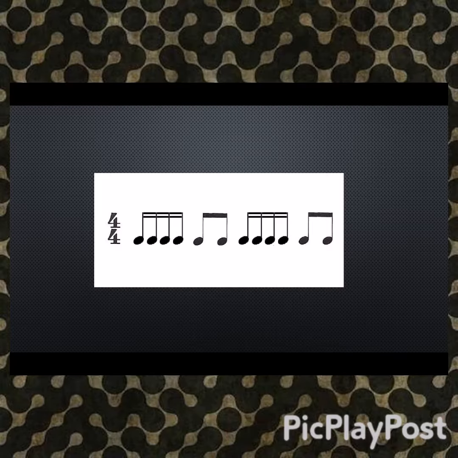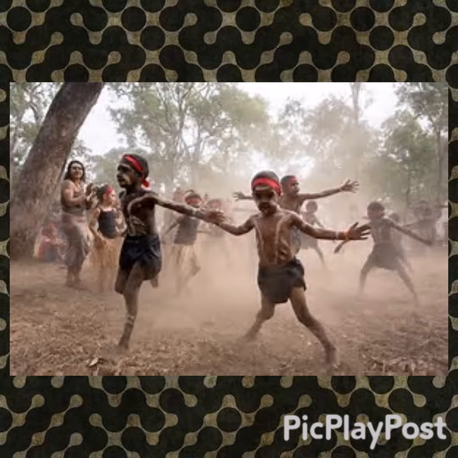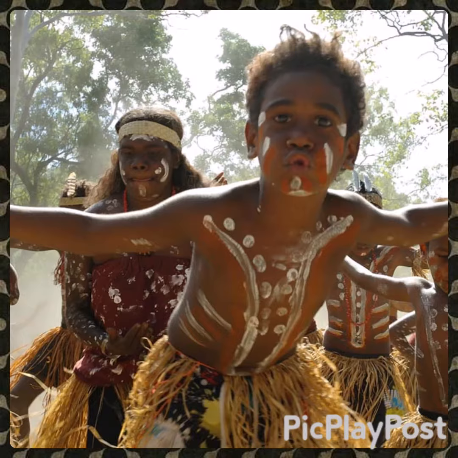My rhythm is a repeated pattern of semi-quavers and quaver combination in a 4-4 time signature. The rhythm is quite fast in tempo. Aboriginal and Torres Strait Islander music is traditionally performed with dancing and ceremonies to tell a dreaming story. Often their songs feature animals.